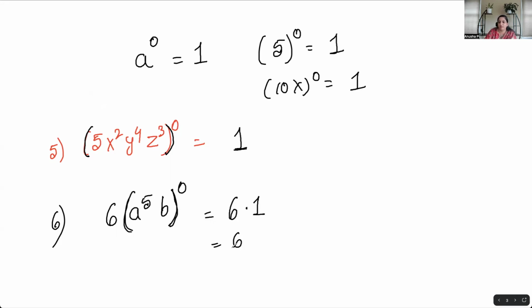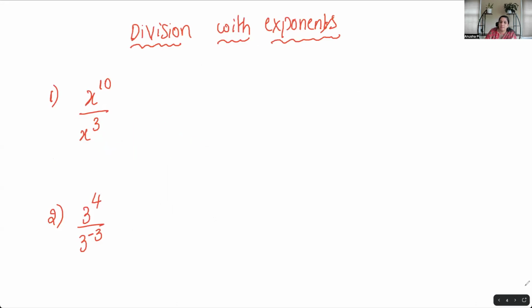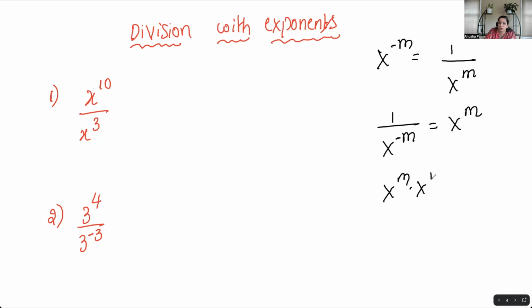Let me explain to you now division with exponents. But before explaining division with exponents, let me recollect the formulas we learned so far, okay. So we learned x to the power of negative m is nothing but, if anything in the power is negative, if you move it to the bottom, it is x to the power of m, right? Similarly, if anything in the bottom denominator is a negative power, if you move it to the top, it is x to the power of m. And x to the power of m times x to the power of n is nothing but x to the power of m plus n, right?